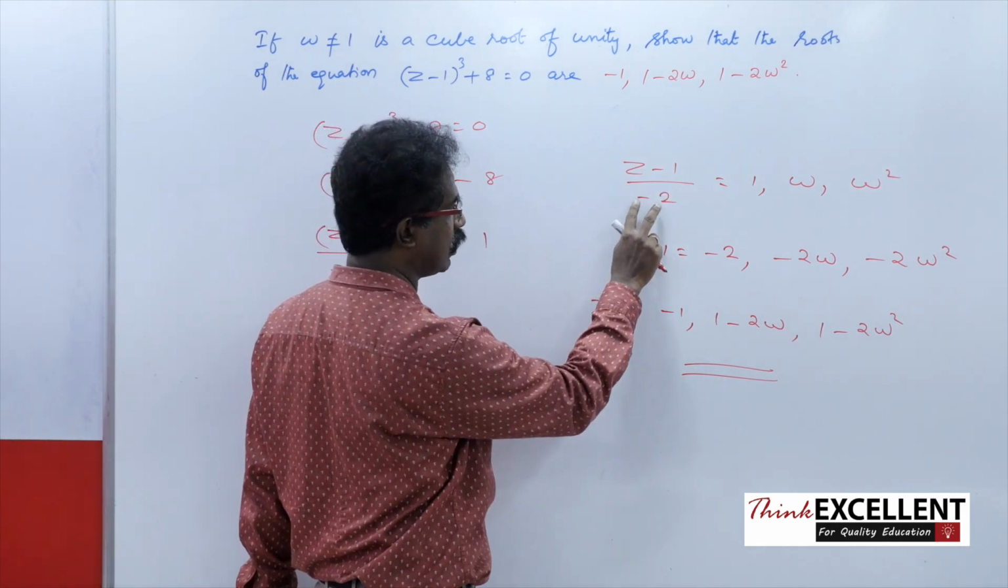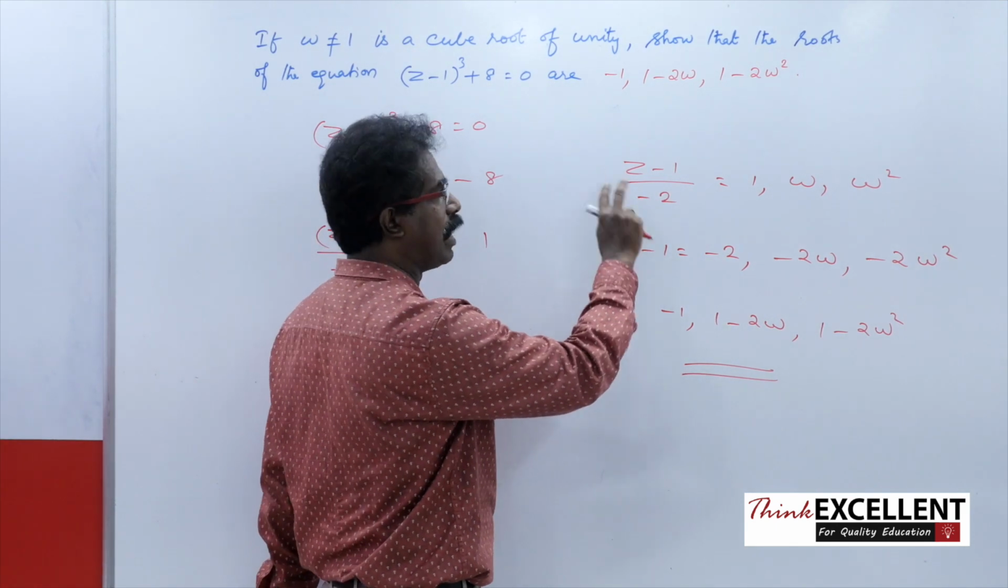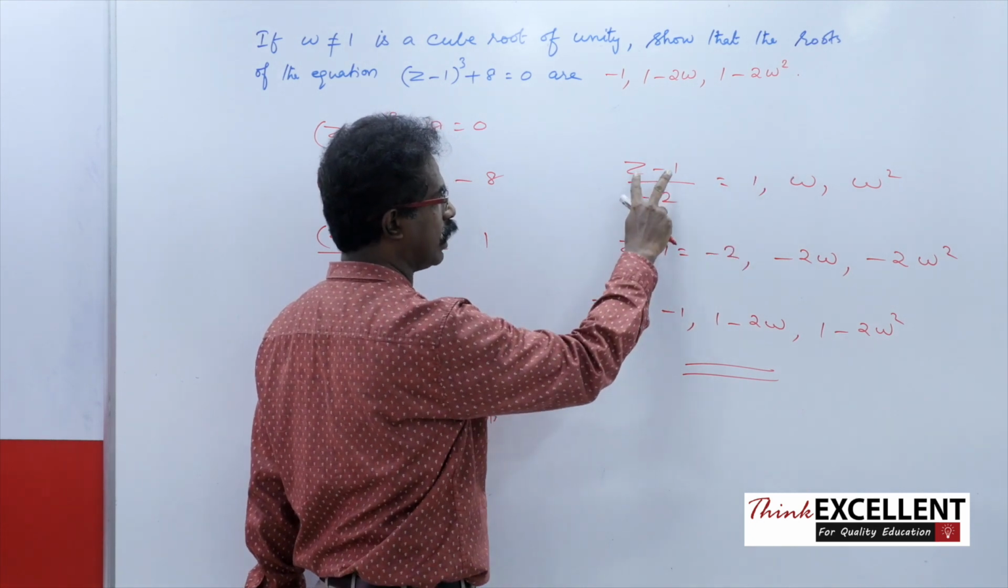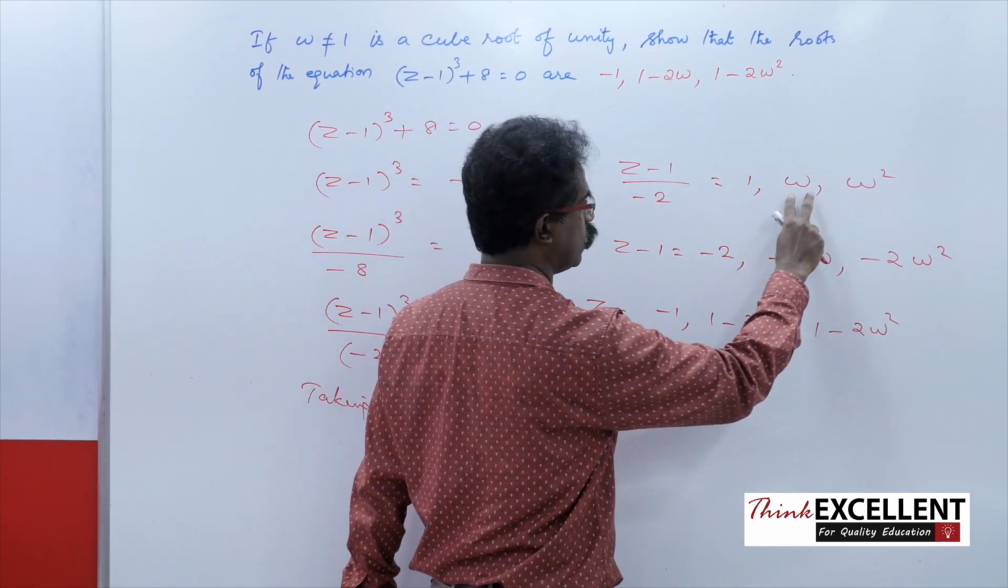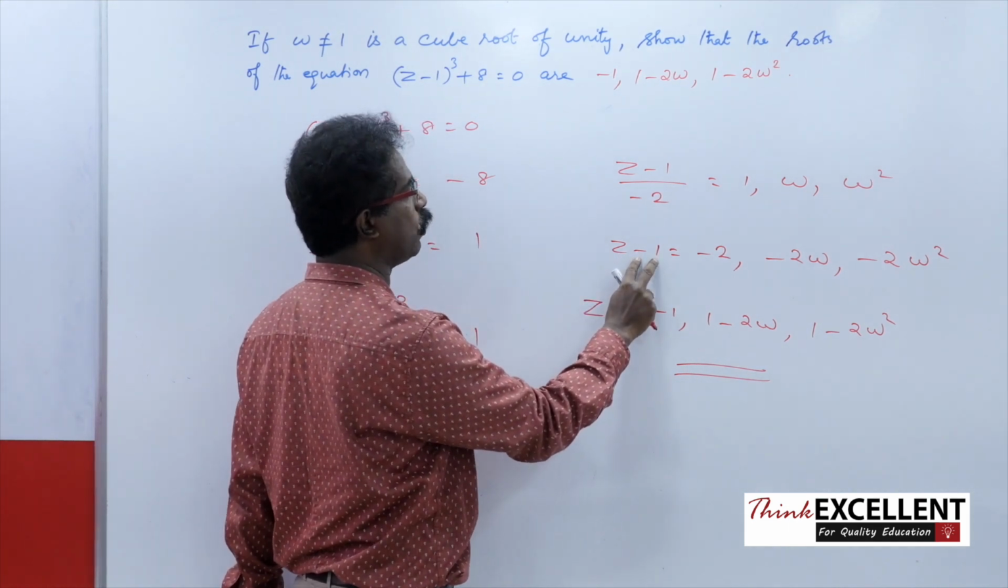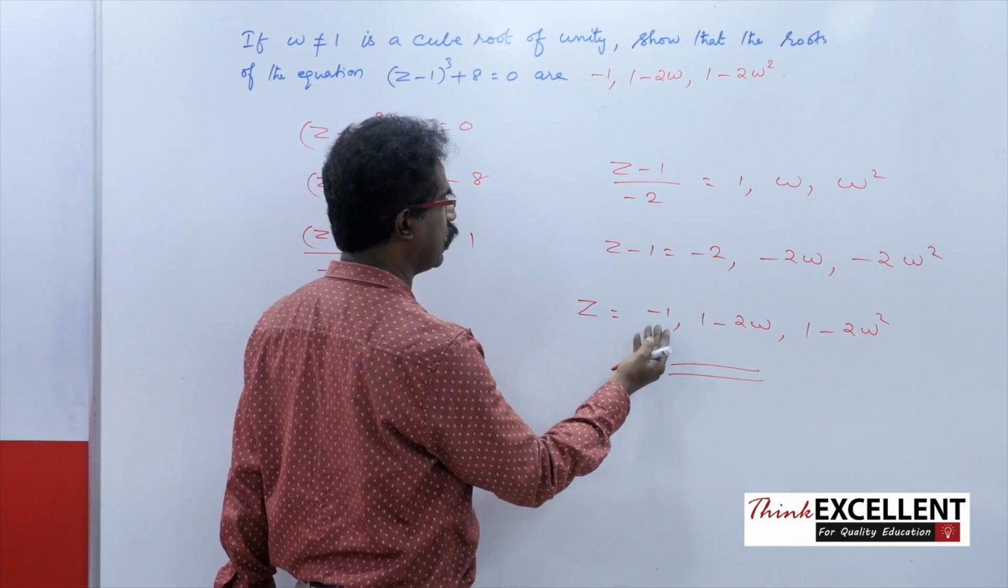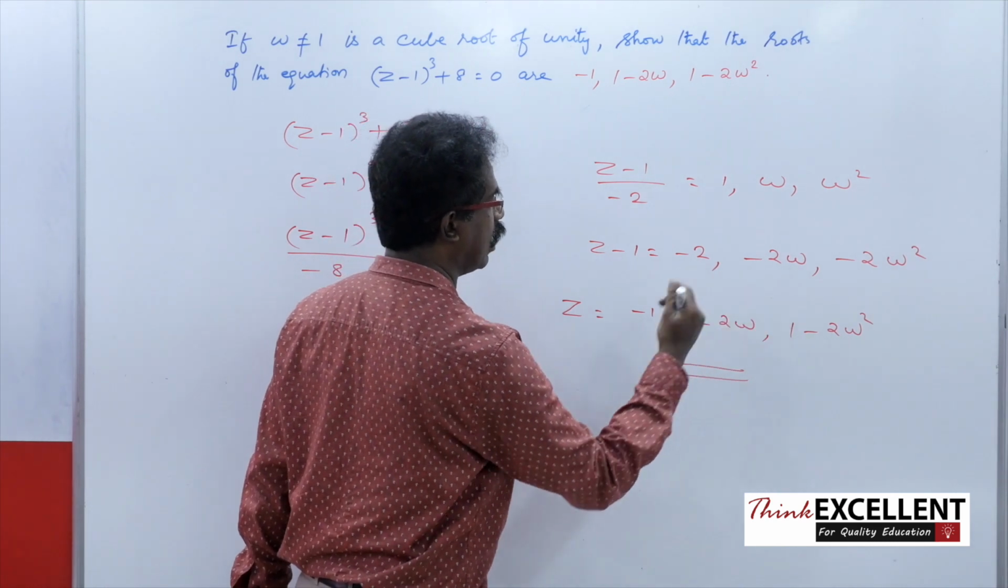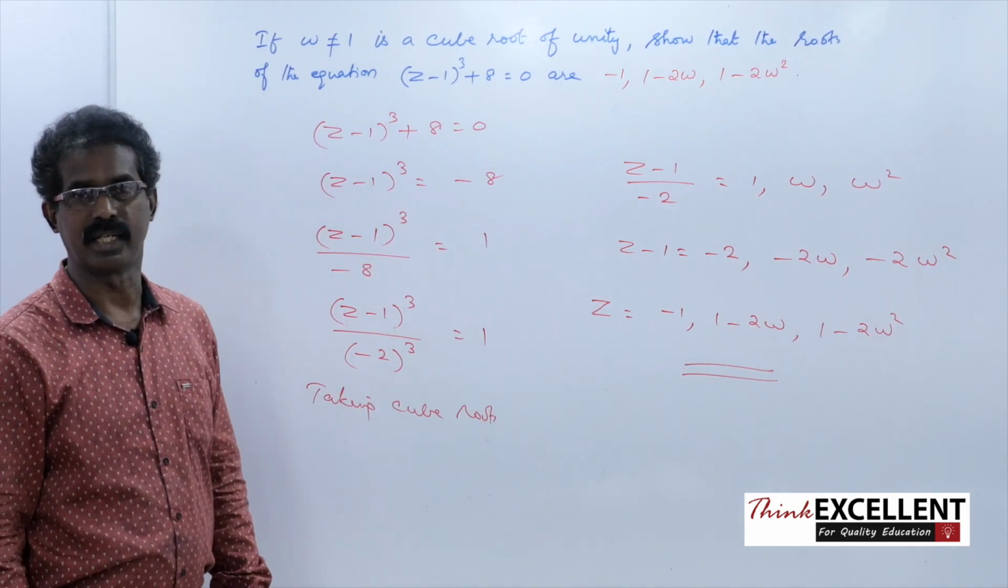For that, first we don't want this minus 2. Multiply every term by minus 2. So Z minus 1 is minus 2, minus 2 omega, minus 2 omega square. Now I want only Z. For that, adding 1 with every term. You will get minus 1, 1 minus 2 omega and 1 minus 2 omega square.